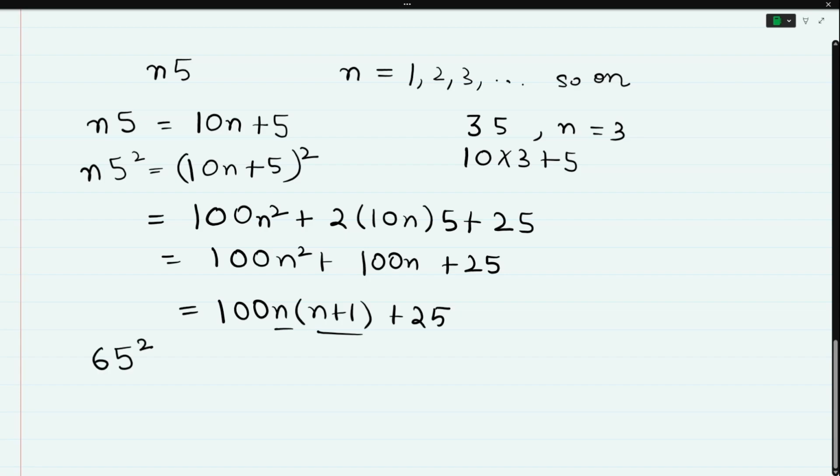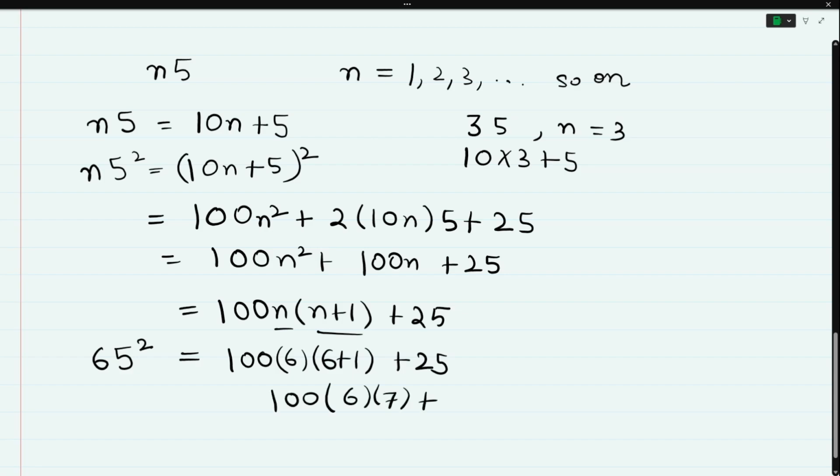Let's take the example of 65. 65 squared is nothing but 100 times 6 times (6 plus 1) plus 25. We get 100 into 6 into 7 plus 25, which is 4200 plus 25, which is 4225.